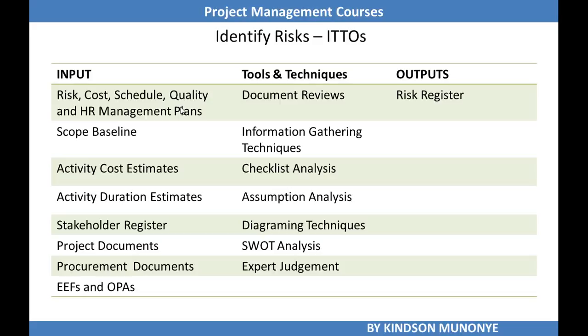The tools and techniques are document reviews, information gathering techniques, checklist analysis, assumption analysis, diagramming techniques, SWOT analysis, expert judgment. SWOT means strengths, weaknesses, opportunities, and threats. We'll look at it in detail as we move on. The output of this process is just one, and this is this big important document called the risk register.